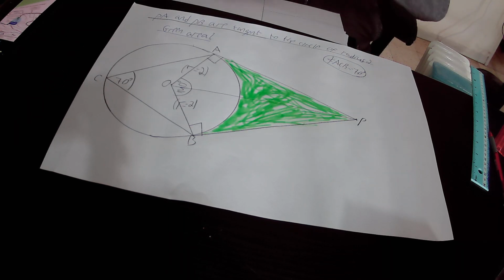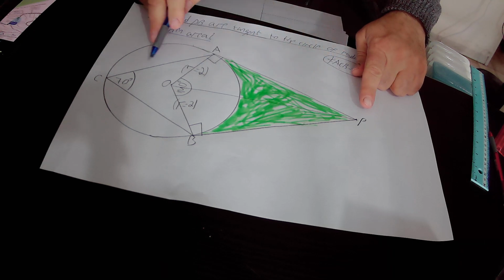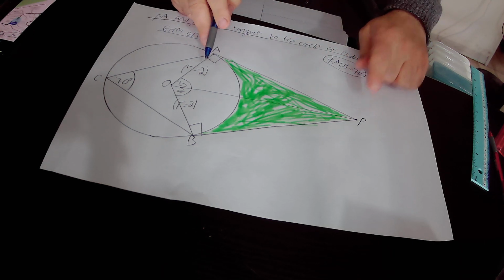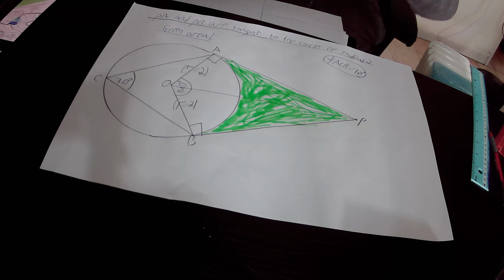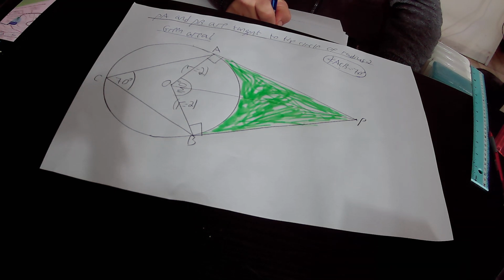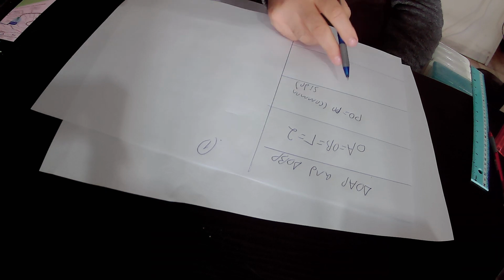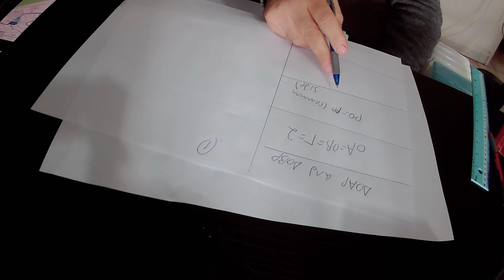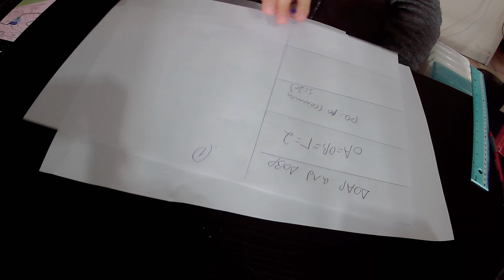In addition, side PO is a common side that belongs to both triangles, so write down that PO equals itself. It's a common side that belongs to both triangles.